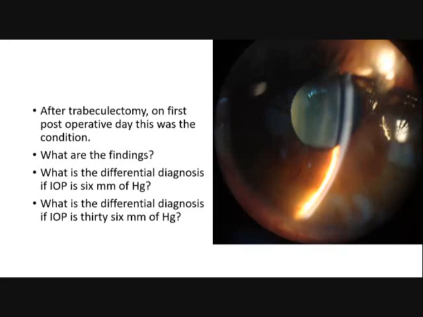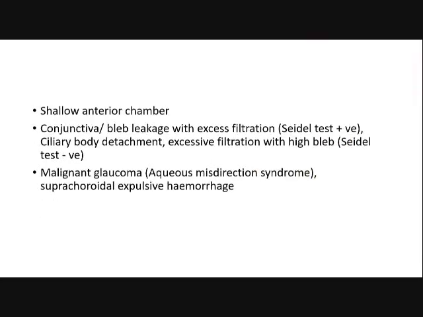And what is the differential diagnosis if IOP is 36 millimeter of mercury? Pupillary block and malignant glaucoma, suprachoroidal hemorrhage. Right. So, excellent. What is malignant glaucoma? Aqueous misdirection, sir. Excellent. Aqueous misdirection syndrome.